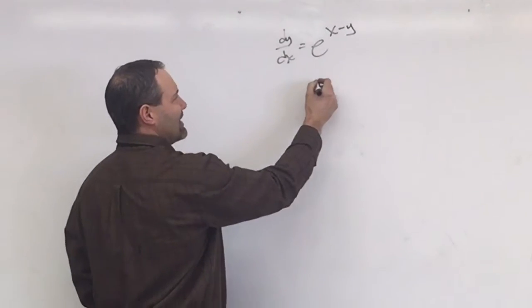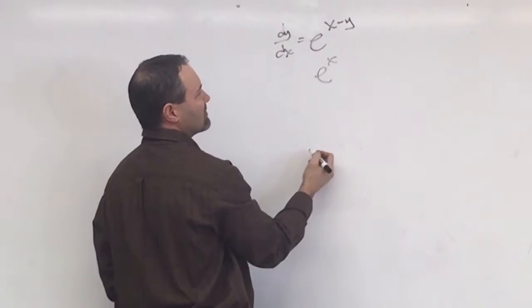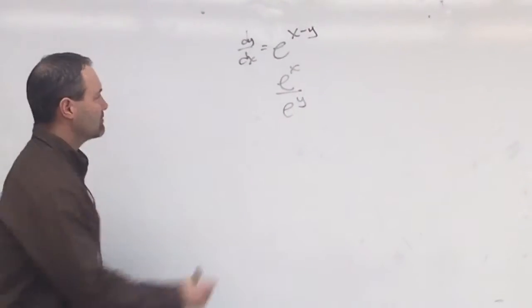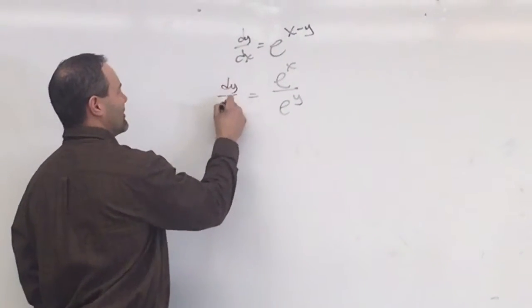So I'm going to rewrite e to the x minus y as e to the x over e to the y, right? That's the same thing? Can you explain that? How do powers work?